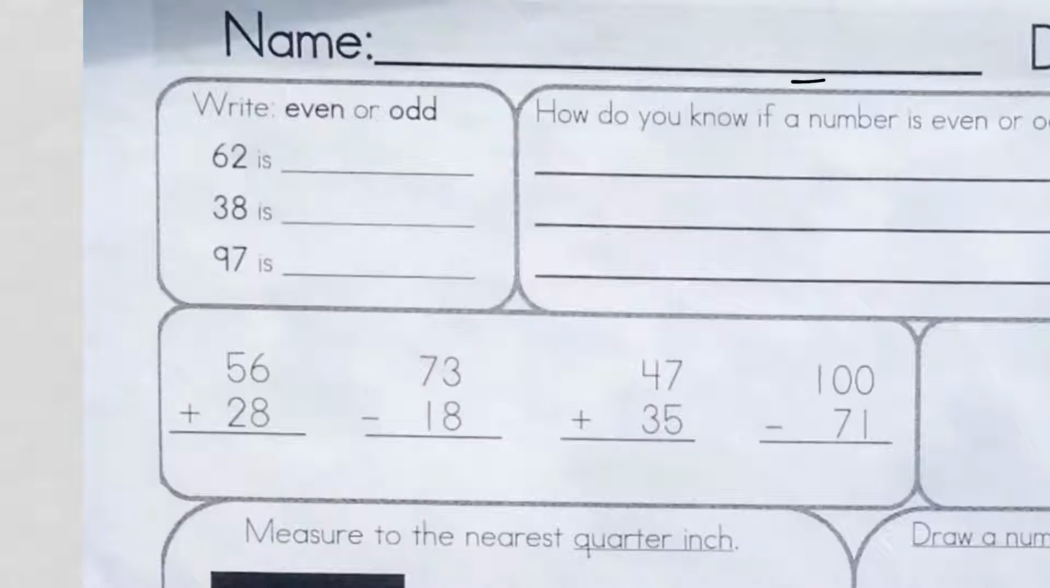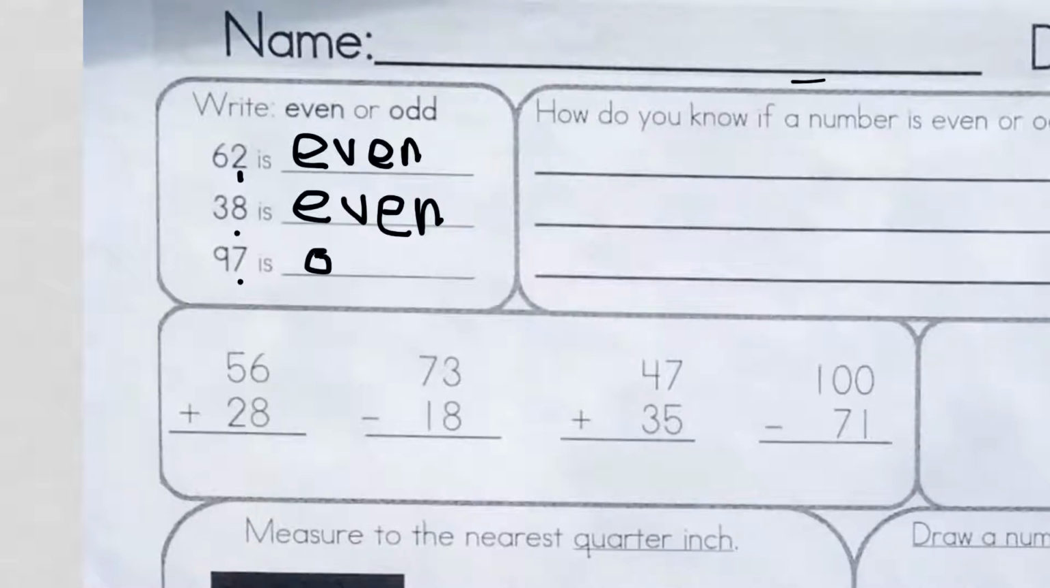Even and odd, 62. We just look at the ones place. 2 is even, so the number is even. The next one, 38. 8 is an even number, so 38 is even. 97. 7 is an odd number, so 97 is odd.